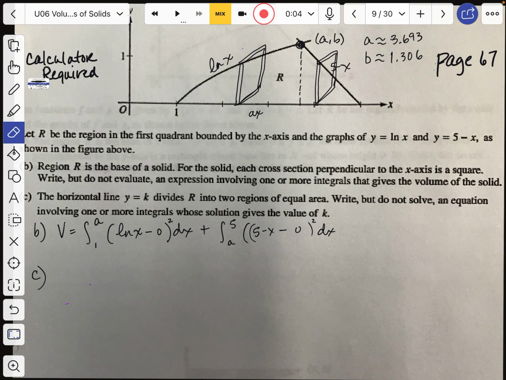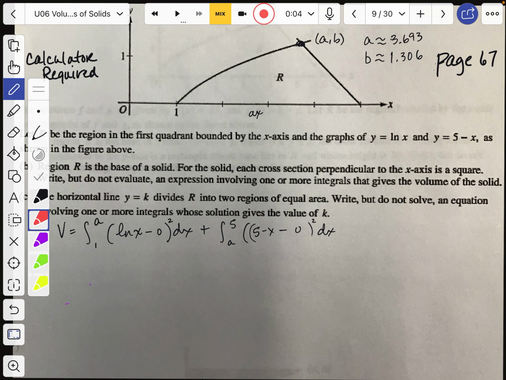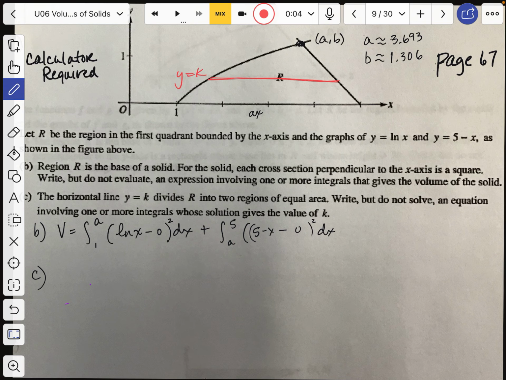Now, part C says the horizontal line y equals k divides the region into 2 areas of equal area. So I'm going to erase all of this, and now we're going to divide this into 2 regions of equal area. Maybe right here, and this is going to be y equals k. This time we are going to have horizontal rectangles, and we're finding area, so we're not going to be squaring any sides. We're just going to have a rectangle that runs horizontally.